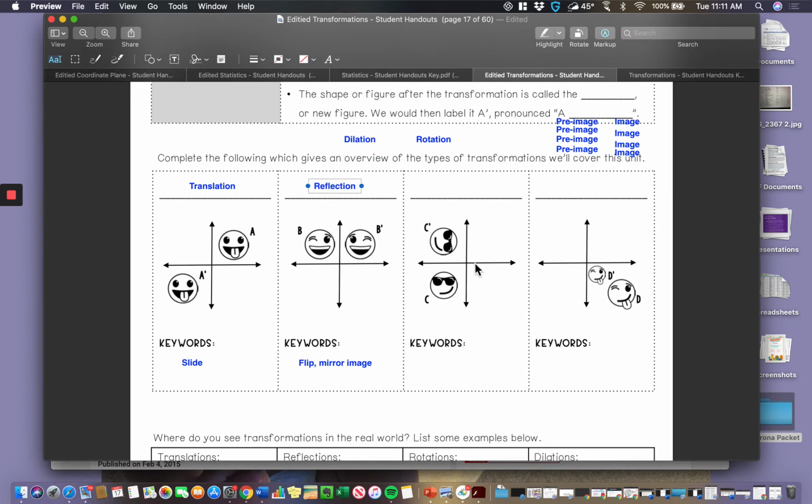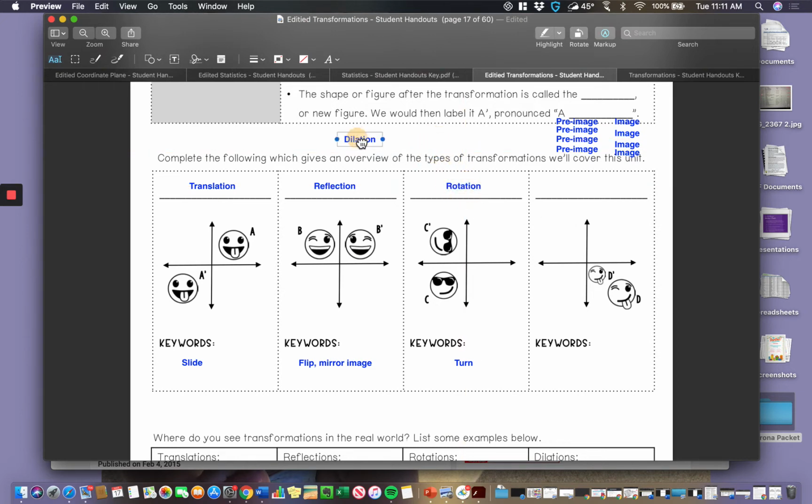On this third one here, we have a smiley face that is being turned. When it is being turned, that's going to be our key word there, turn. And when we turn something, we are rotating it, kind of like we do when we're in our groups, rotating around the room. So you can go ahead and fill in rotation right here.